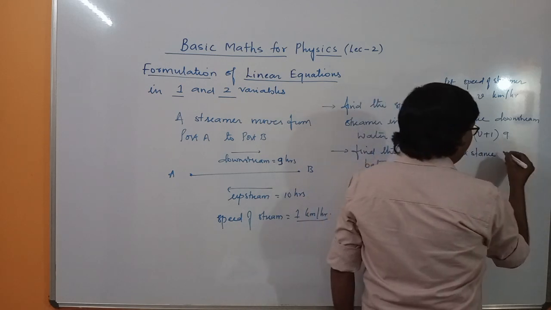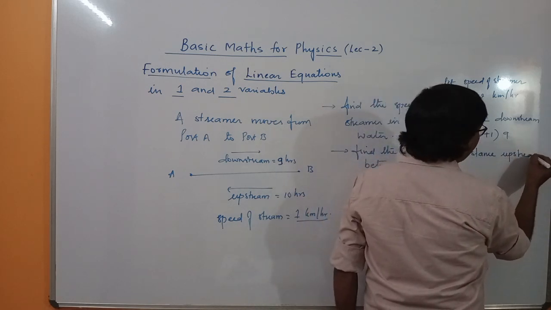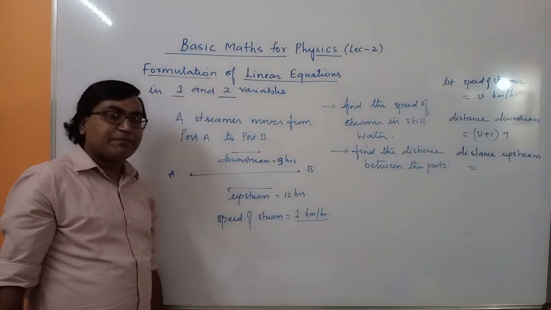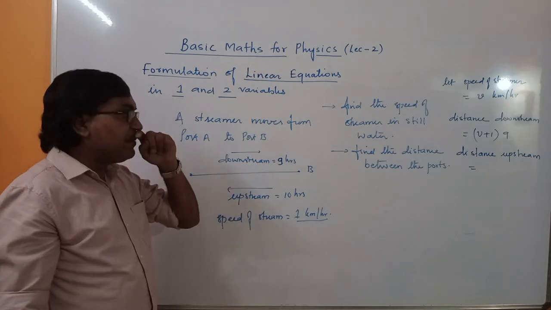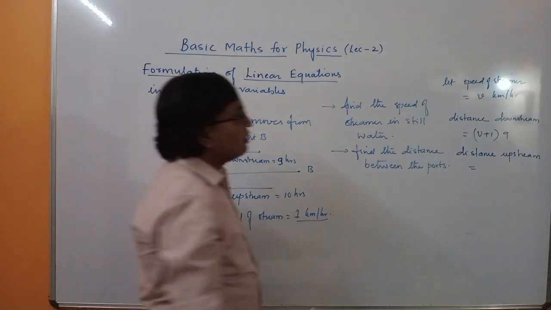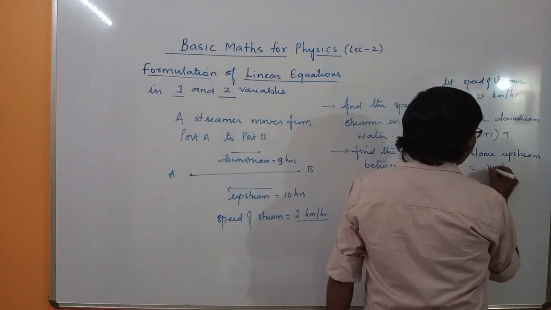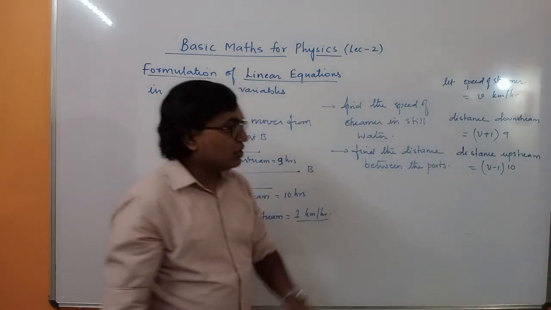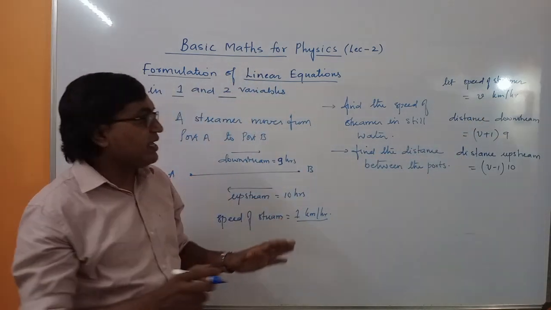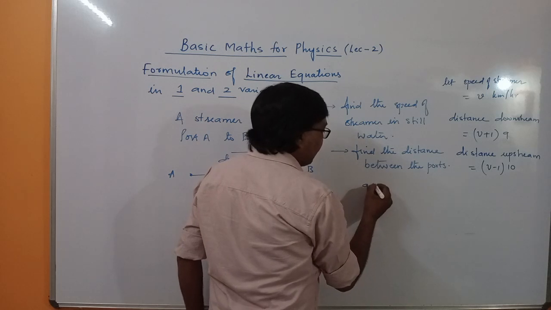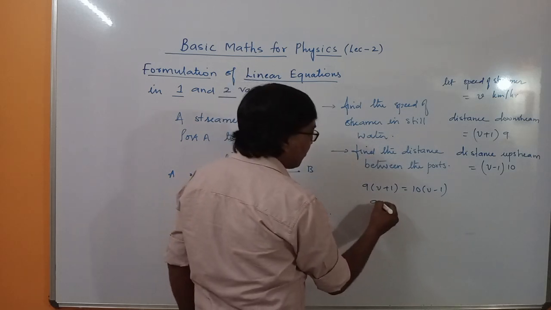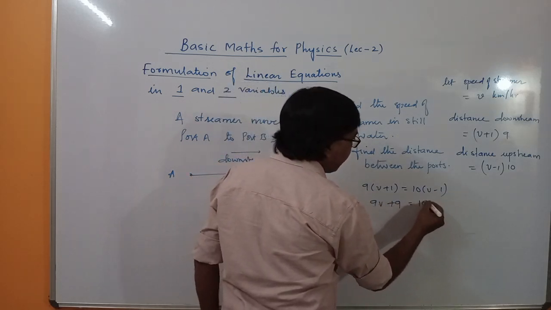Then the distance traveled along upstream will be equal to speed in the upstream direction. The speed will be speed of streamer minus speed of stream. So that is V minus 1. And how much time is it taking? 10 hours. So this is the distance traveled upstream, this is the distance traveled downstream, and both the distances are equal. So 9(V plus 1) should be equal to 10(V minus 1). So here we have 9V plus 9 and here 10V minus 10.